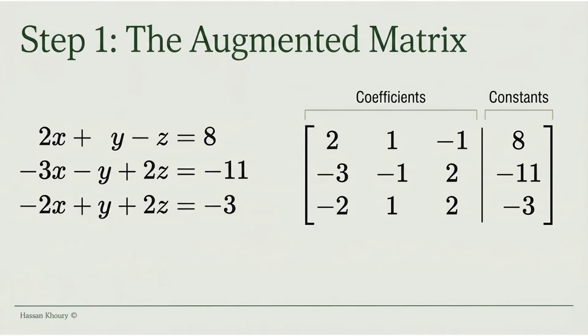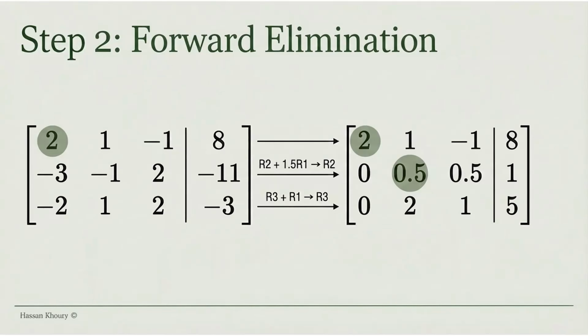For example, we have a system of linear equations: 2x plus y minus z is equal to 8, minus 3x minus y plus 2z is equal to minus 11, and minus 2x plus y plus 2z is equal to minus 3. Now we have the coefficient matrix 2 1 minus 1, minus 3 minus 1 2, minus 2 1 2, and constants 8, minus 11, minus 3. Now coming to step k is equal to 1, that means we will use pivot a11 is equal to 2. This is a11, this one.